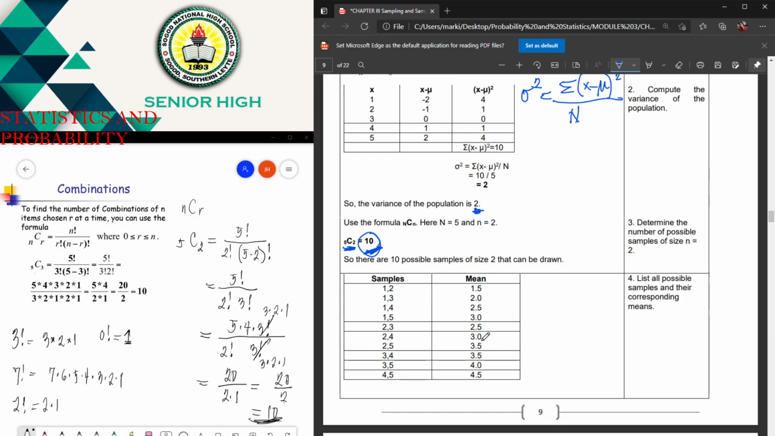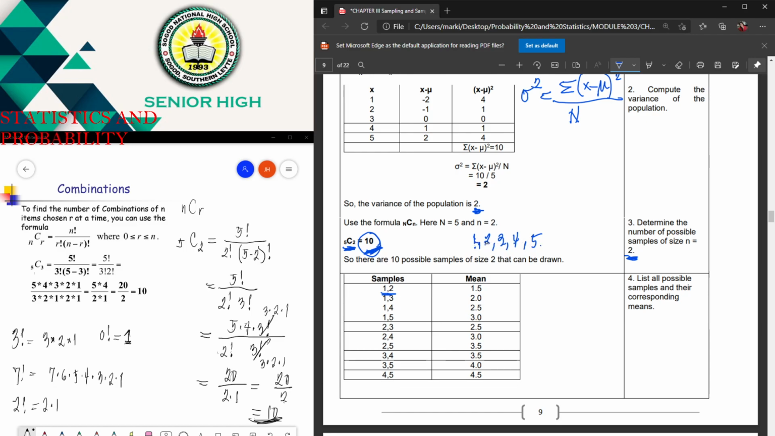Next, fourth step, list all possible samples and their corresponding means. So ililist mo po, just list all the possible samples. No repetition po tayo. So, di ba 1, 2, 3, 4, 5. I-prepare mo po, di ba yung sample size natin is 2, kaya ito 2 po to. Kung 3 naman, 3 ito, pero hindi po pwede mag-repeat. Okay? So, 1, 2, 1, 3, 1, 4. Hindi po pwedeng 2, 1 because ito na po yung 1, 2. Okay? So, just list 1, 2, 1, 3, 1, 4, 1, 5.